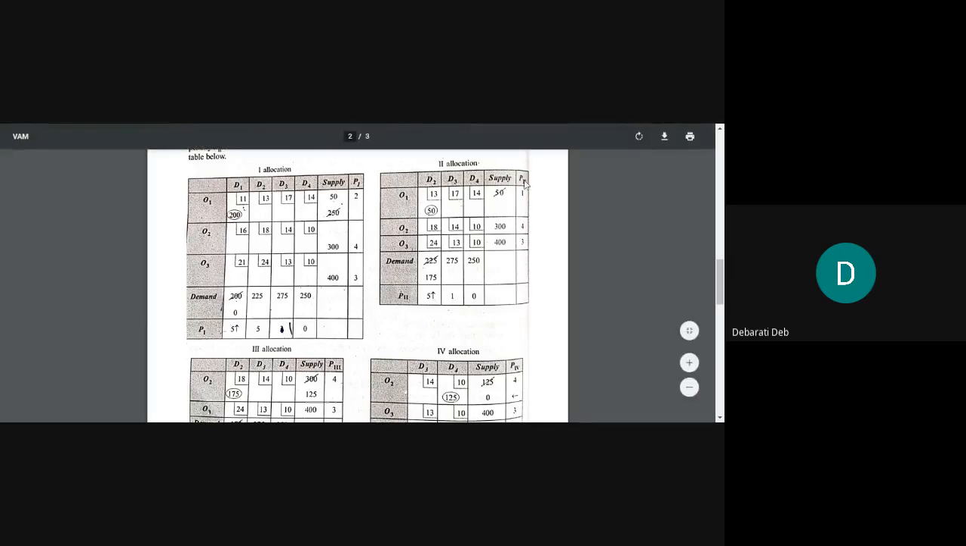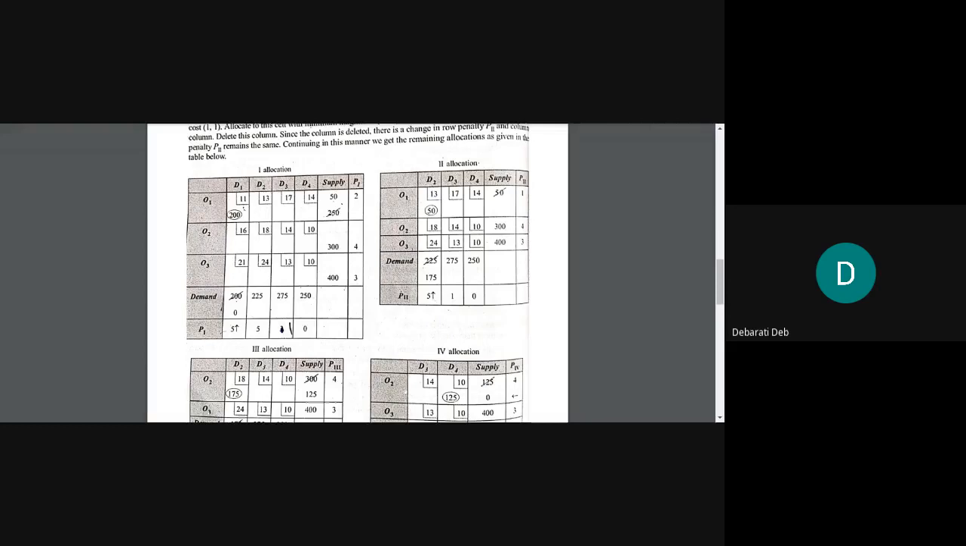Now, in the same way that we did in the first allocation, we will prepare P2 and P2 now, since it is the second allocation's difference column and difference row. So we will write P2 in both the column side and the row side. After supply, you will write P2, and after demand also, you will write P2.